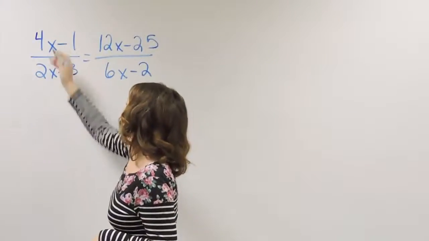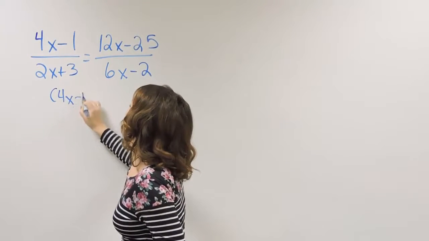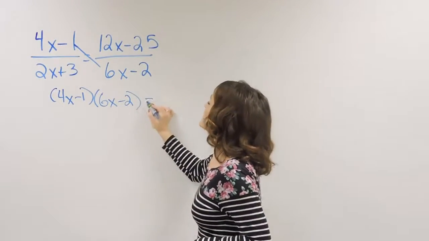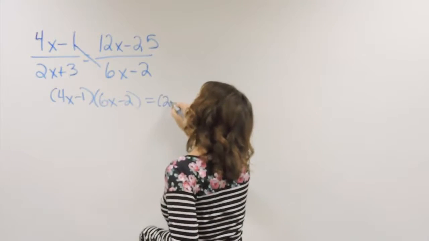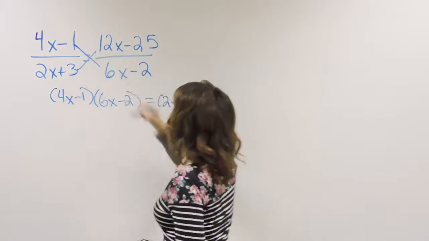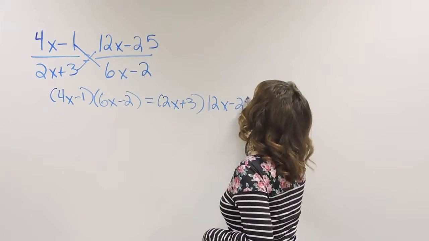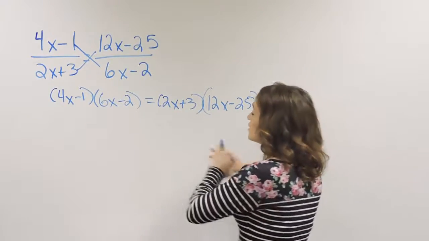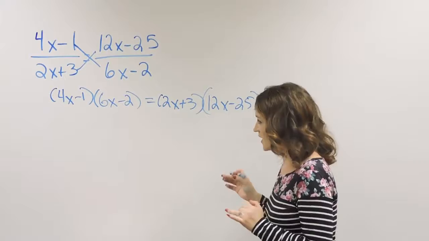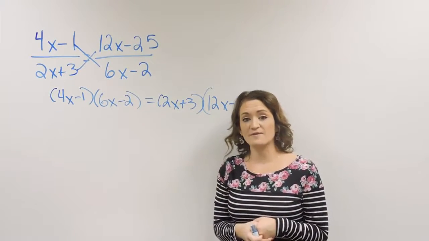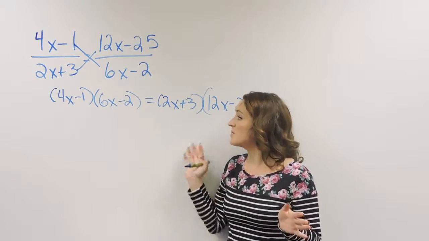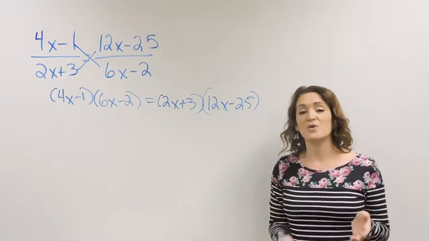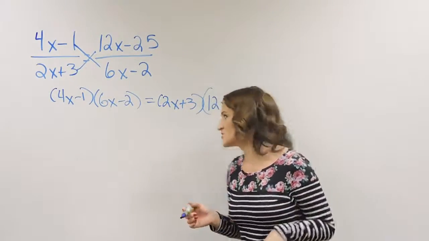So if I'm going to use cross multiplication here, that means I'm going to take 4x minus 1 and multiply it by 6x minus 2. And then that's going to equal 2x plus 3 times 12x minus 25. All right, so I'm going to use cross multiplication to write the problem this way, and then after we cross multiply, we do have a lot of simplifying that we're going to have to do. So our next step is to multiply these binomials out and get them a little bit more simplified so we can work on solving this thing.